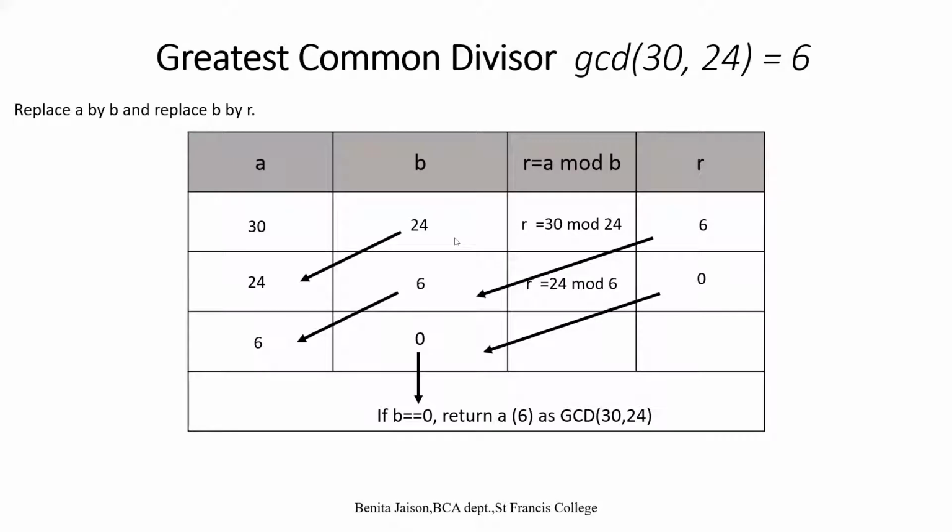Even if B is greater than A, we will follow the same steps, but there will be one extra row for swapping the A and B values.